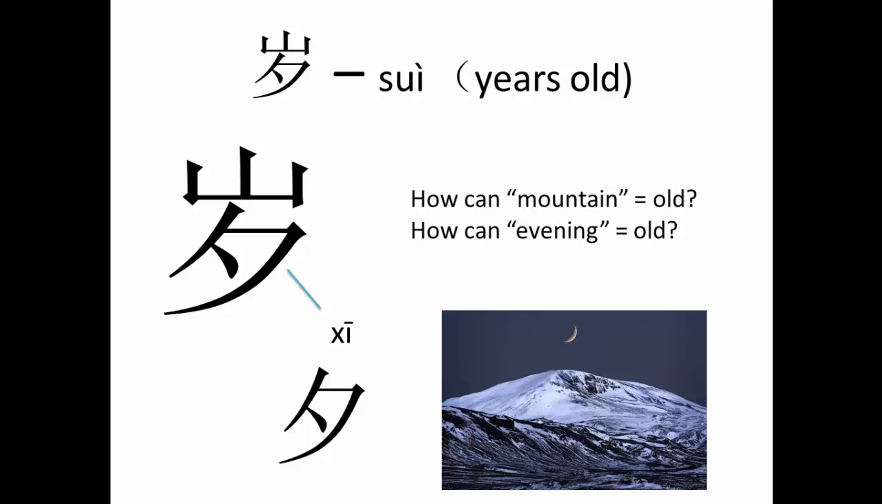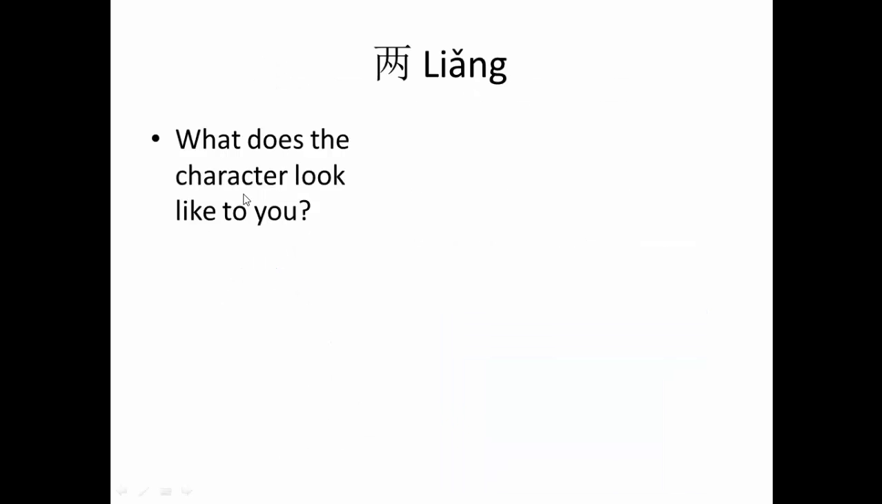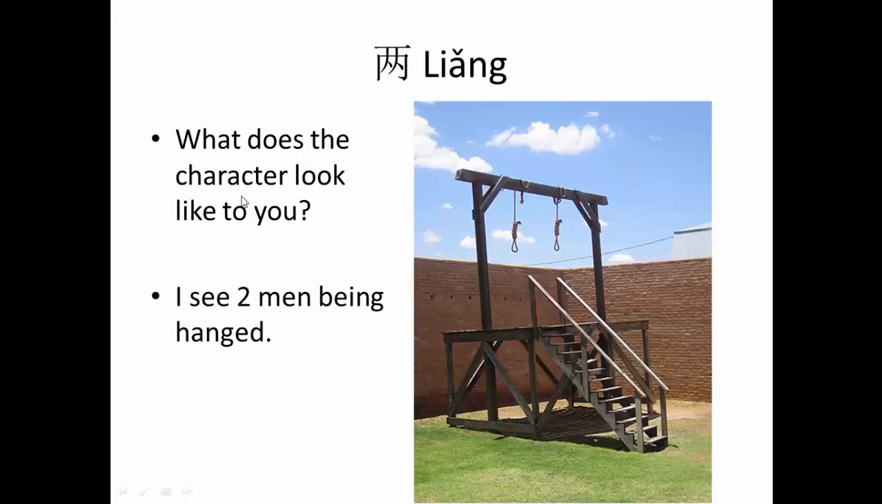How can mountain represent old? How are mountains related to age? How are evenings related to age? Share your answers in class, next class. The last character you need to trace is liang, which means 2. I think it looks like 2 men being hanged.